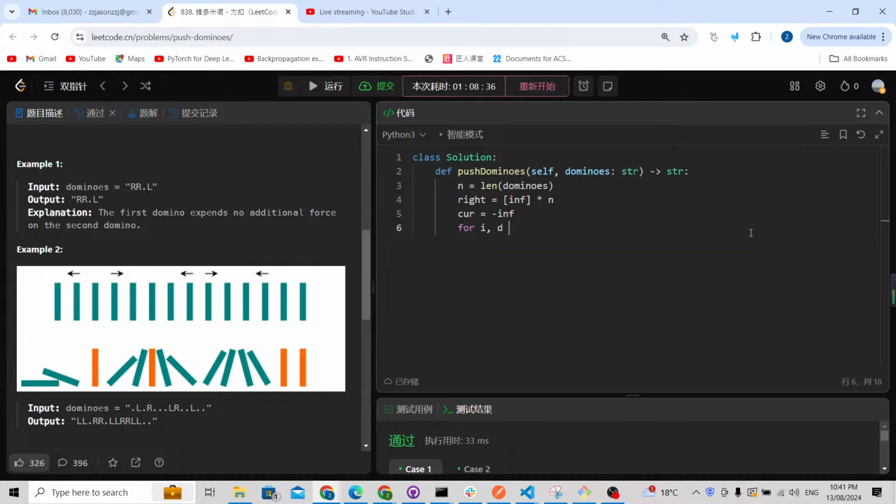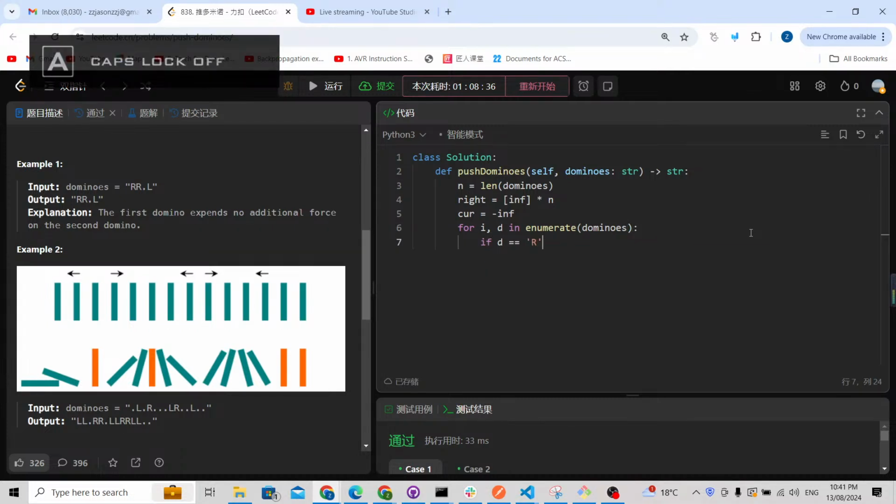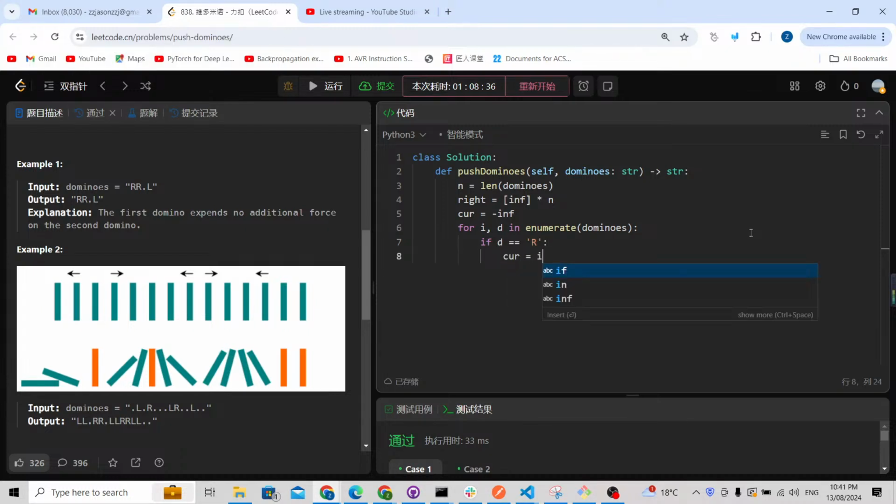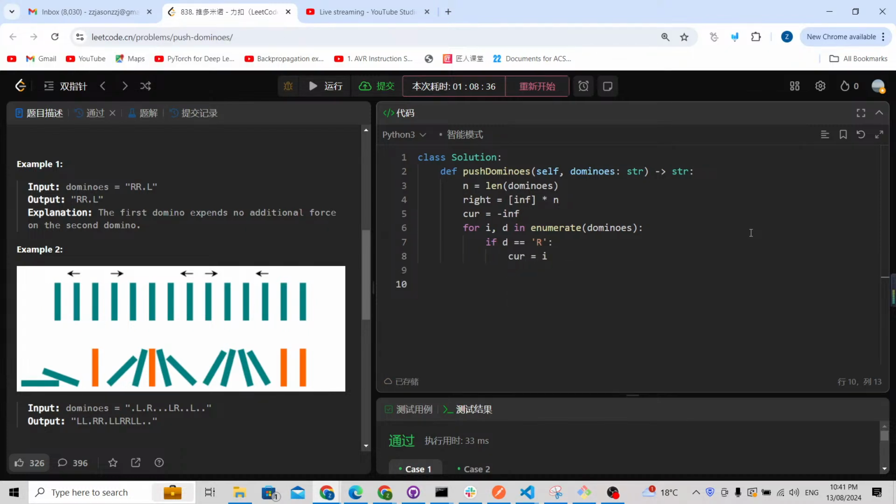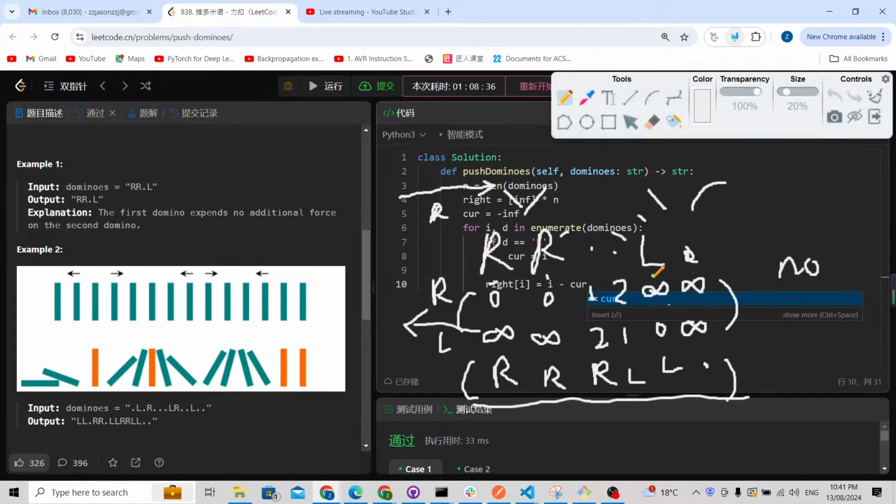So for i, d in enumerate the dominoes array, I want to check if the domino is R. I'm gonna set the current to be i, because according to this current, I can check the distance. So the distance array is gonna be the right array. So right i is gonna be i minus this current, because we just need to check the distance, it should be like this.